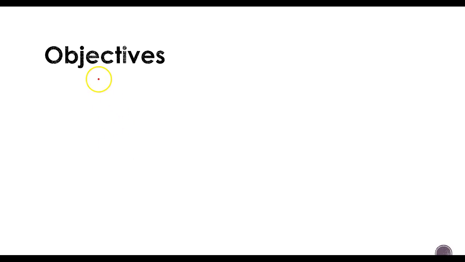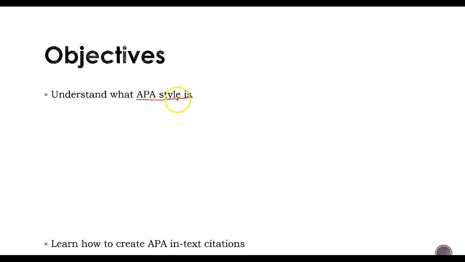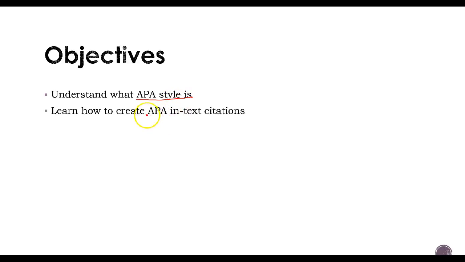So there are 4 objectives for this lesson. First, we're going to understand what we mean by APA style. What is APA style? Second, we're going to learn how to create APA in-text citations. So you'll learn what they are and how to do them. Third, you're going to learn how to create APA reference citations. So learn what a reference citation is and how we create those.